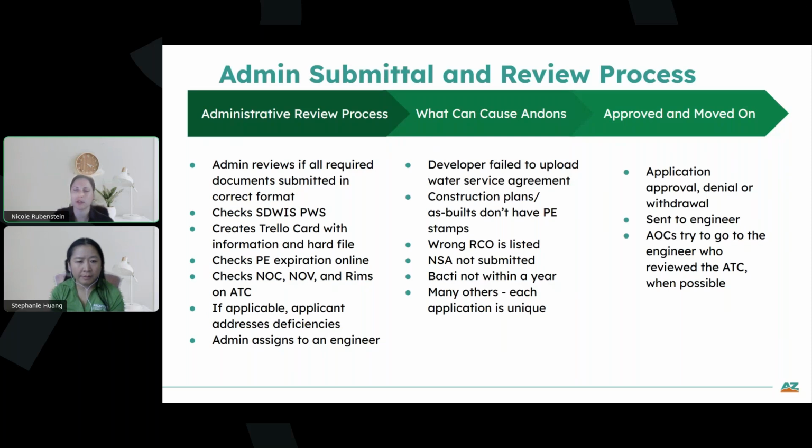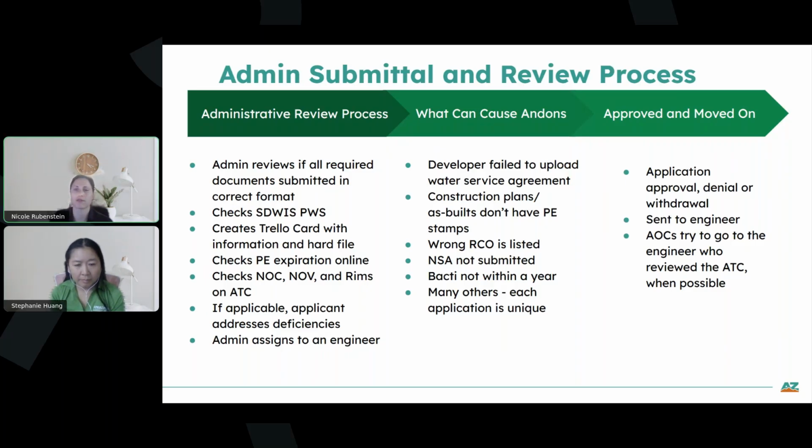So we've included some of the common deficiencies that can cause andons, though of course this is just a few examples. There are a lot of different possible reasons. Every application is unique, but some of the common ones that we have found for causing these delays is that the developer doesn't upload their water service agreement. Another common deficiency is that the construction plans or as-built don't have that PE stamp. The PE stamp does need to be on every single page, and it must be an engineer in Arizona.